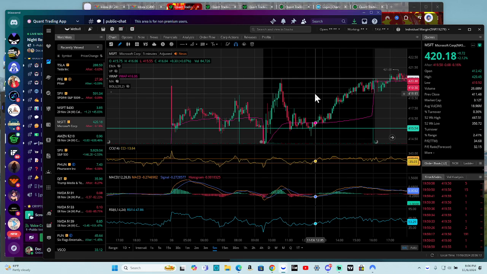So there's different ways to look at it, different ways to use it, and you can apply the tools of QTA to your own trading style.